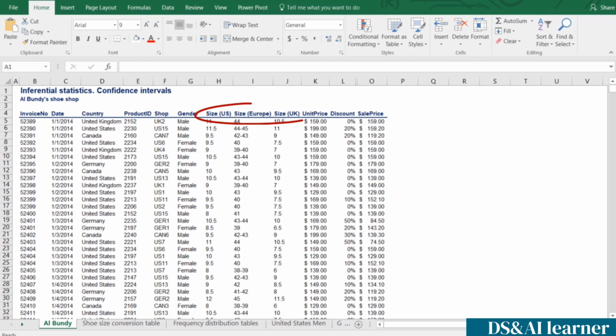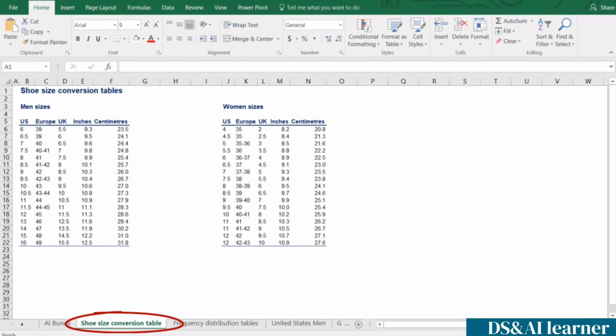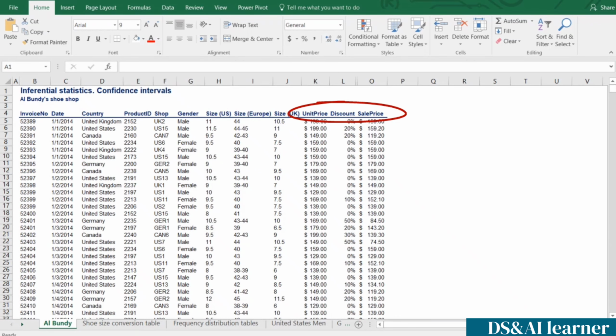Next, we have shoe size. Apart from the US size system, I have also included the European and the UK ones, just so it is easier for you to understand the data if you are used to other systems. This file will be provided for you, and you can check the shoe size conversion table if you would like to do that. Finally, there's the unit price for that sale and the discount that applies.